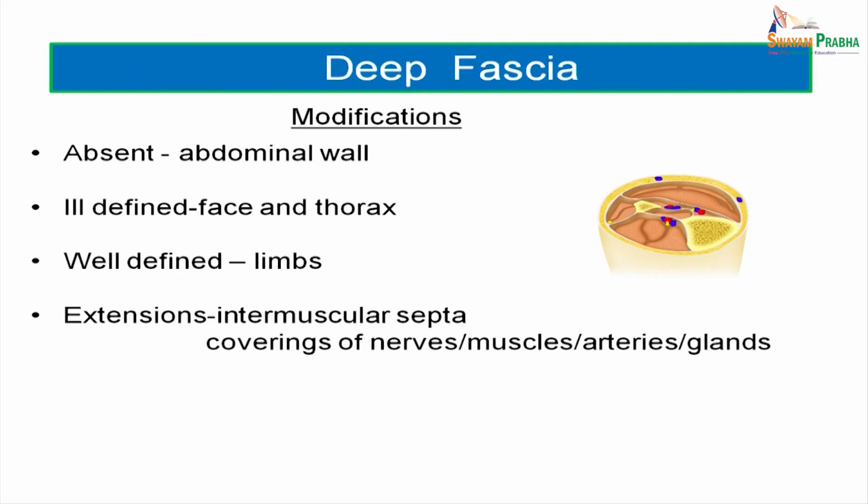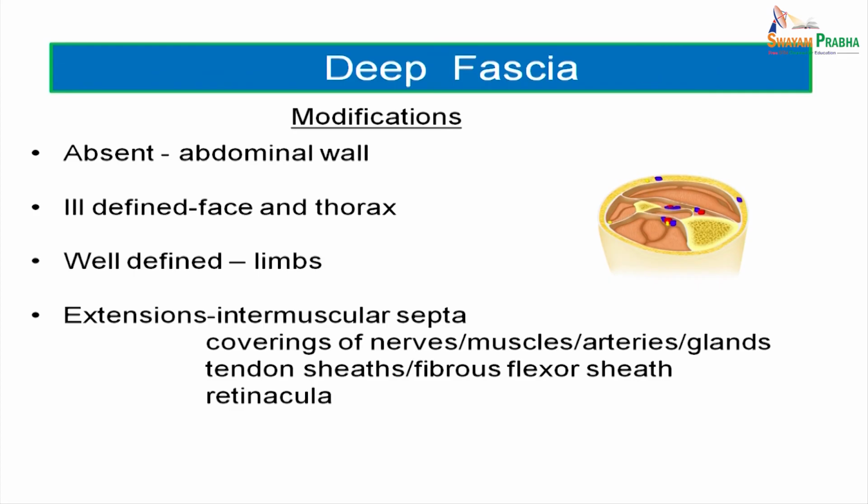It forms the tunics of the arteries, and also the fibrous capsule of the glands. In addition, it forms the tendon sheaths and the fibrous flexor sheaths. Retinaculae are bands of connective tissue or deep fascia which plaster the tendons at a point, and they prevent them from bowstringing. So, we have extensor retinaculae and flexor retinaculae both in the upper limb as well as in the lower limb.